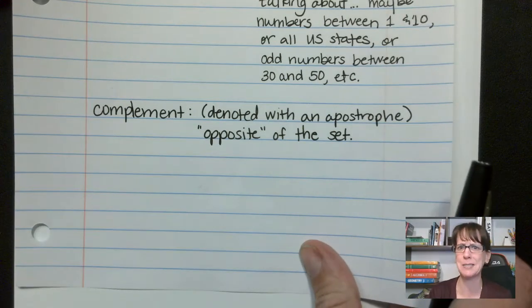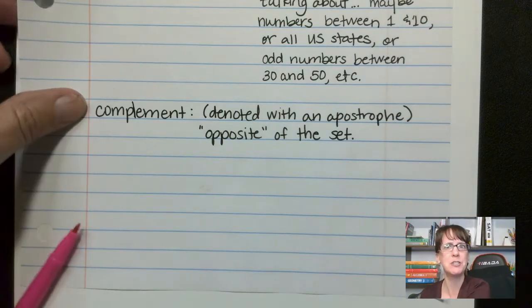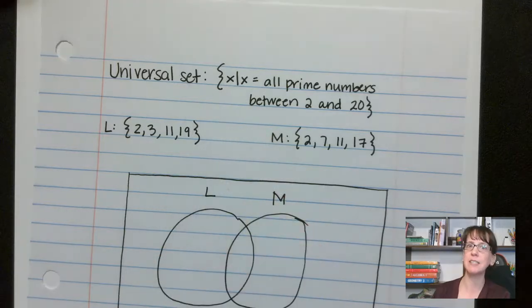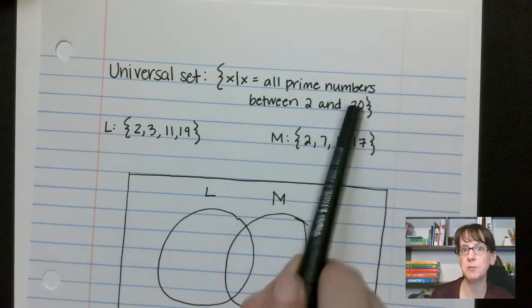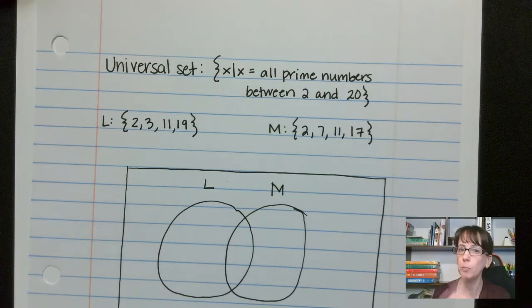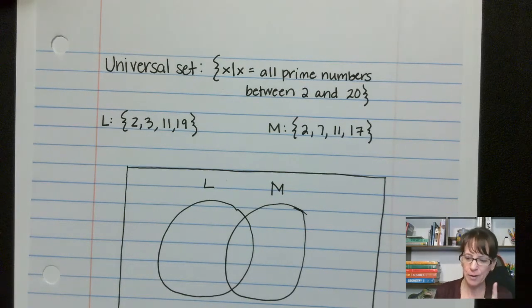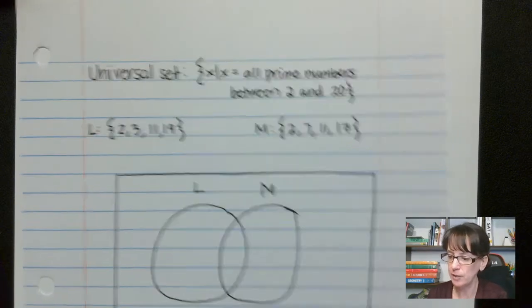So let's dive into this, because vocabulary doesn't mean much until we can start to play with those words. Let's say we've got this guy right here, our universal set, and the way that you would read this is X such that X is all prime numbers between 2 and 20. I think it makes sense first off to list off all of our prime numbers between 2 and 20. So let's go ahead and do that.